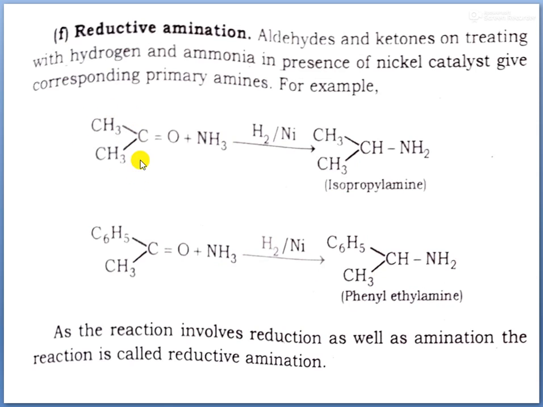Here you can see a ketone, acetone, which is treated with ammonia and hydrogen in presence of nickel. So here the carbonyl oxygen will be removed and the NH2 group will be substituted at this position, and the carbon will also get a hydrogen. So this is the product isopropylamine. There are two CH3 groups, then a CH-NH2 group.